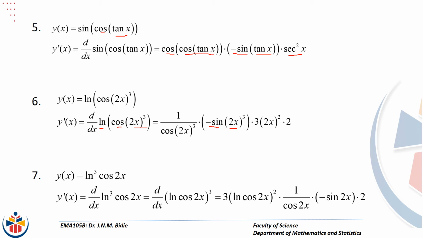Number 7, we have ln cubed of cos 2x. So the outer function is the cube or the power of ln. So we'll have to have 3 times ln cos 2x to the power 2, differentiating the power, and then differentiate ln, which gives us 1 over cos 2x, multiplied by the derivative of cos 2x, which is negative sine 2x times 2.